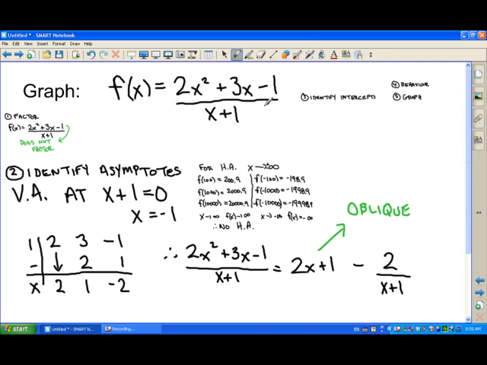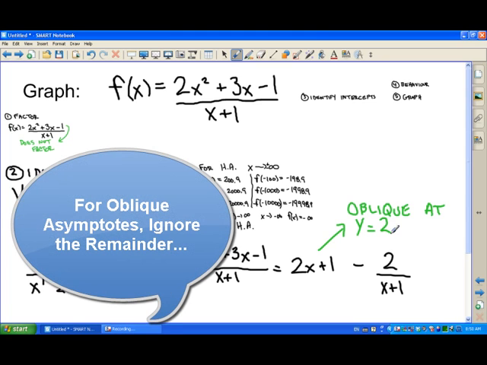So by taking this function where the degree on top is 1 higher than the degree on the bottom, and actually doing the division, we were able to find our oblique asymptote. So we have an oblique asymptote at the equation y equals 2x plus 1.